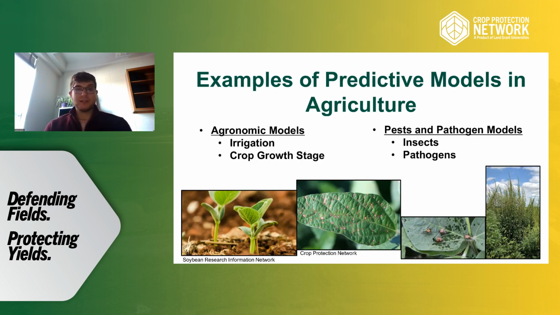So there's some really great examples of predictive models implemented in agricultural systems today. Some of these include, from an agronomic standpoint, irrigation and crop growth staging, and then from a pest and pathogen standpoint, being insects and different pathogens or diseases.